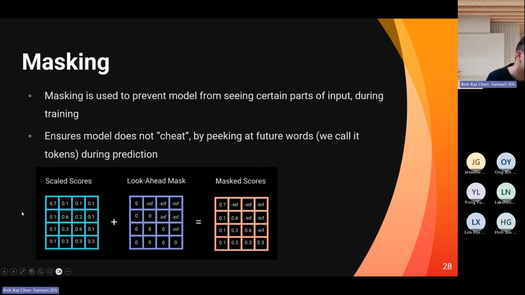So they want to confuse you. Anything multiplied by infinity is infinity. Negative infinity is undefined. We don't know. The model doesn't know what this value is because it doesn't look forward.